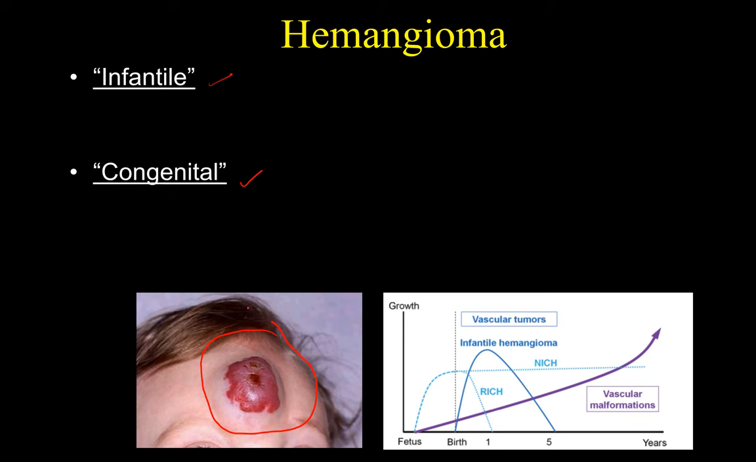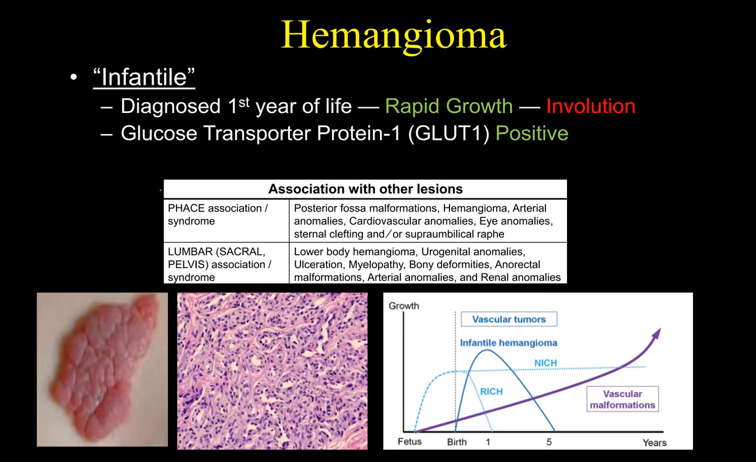So there are two types. There's an infantile hemangioma. The thing about infantile hemangiomas is that they are present at birth, and then they start to grow, and then eventually they involute. Now, there's another type that we'll talk about later, which are congenital hemangiomas. But specifically, when we talk about infantile hemangiomas, these are diagnosed in the first year of life. They have a rapid growth phase, and then they have an involution phase.